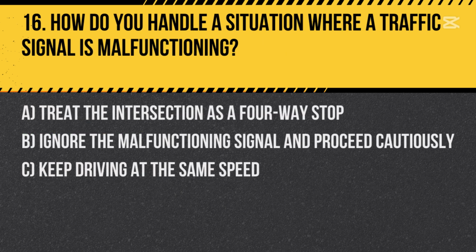Question 16. How do you handle a situation where a traffic signal is malfunctioning? A. Treat the intersection as a 4-way stop. B. Ignore the malfunctioning signal and proceed cautiously. C. Keep driving at the same speed. Answer. A. Treat the intersection as a 4-way stop. This ensures all drivers take turns proceeding through the intersection safely.